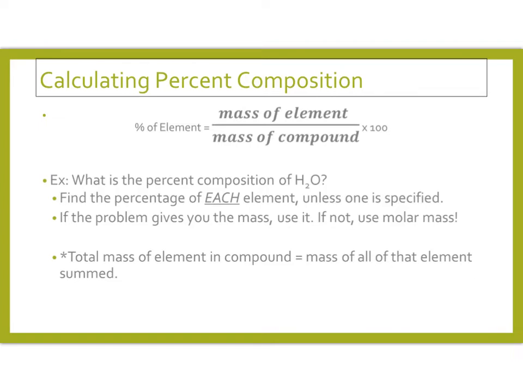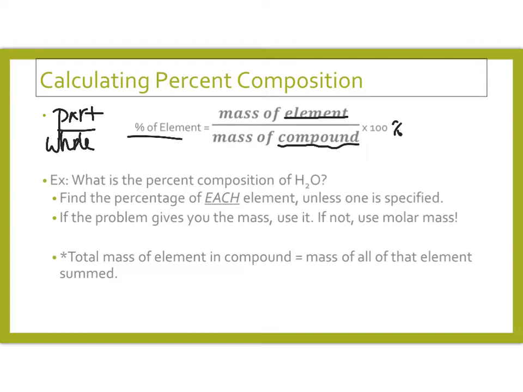So this really is a basic percentage. The percent of the element is equal to the mass of the compound that comes from that specific element divided by the mass of the compound. So percents are always part over whole. The part in this case is going to be the element, and the whole is the mass of the whole compound. And then of course we do our times 100% at the end.